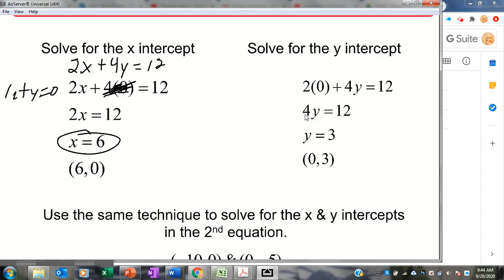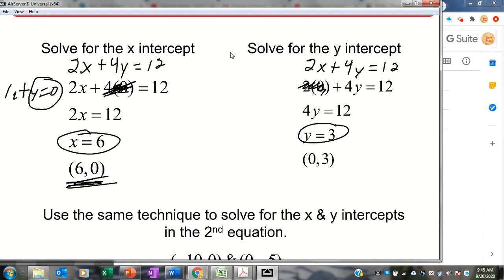Now, the thing to keep in mind is when you find out that x is 6, the ordered pair is 6 comma 0 because you had let y equal 0 up here. Now you're going to take that same equation, the 2x plus 4y equals 12, and you're going to let x equal 0. And when you do that, it cancels that whole thing out. And you're left with 4y equals 12, which means y equals 3. And once again, the ordered pair becomes 0, 3, because you had let x equal 0 to find the y-intercept.